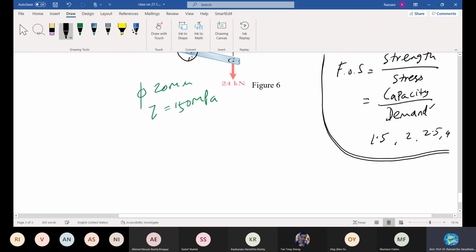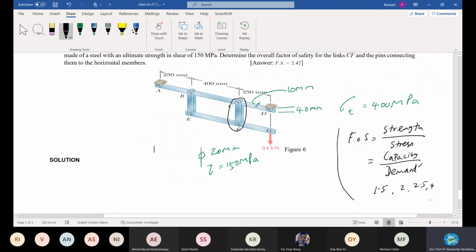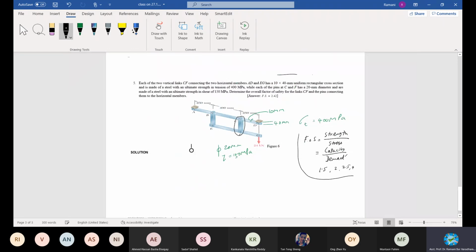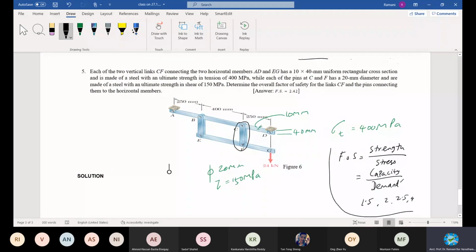After understanding what is factor of safety, let's solve this problem. I repeat once again, you are asked to calculate what is the factor of safety for designing this CF member. Okay, CF member. All of you please try to understand the question given here. There is a pin here. There is a pin here. There is a pin here. Pin, pin, pin. Okay, there are many pins here.